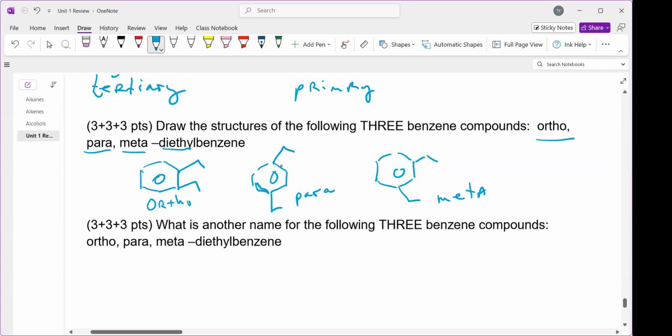So people used to use orthodichlorobenzene as a moth repellent. They don't use that anymore because it's a chlorinated hydrocarbon. So that's what it would look like from far away.